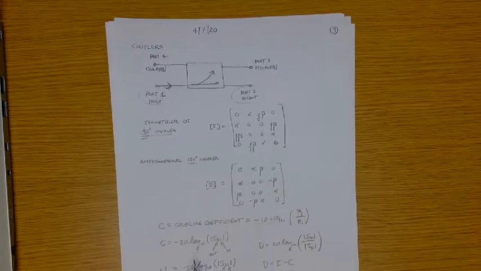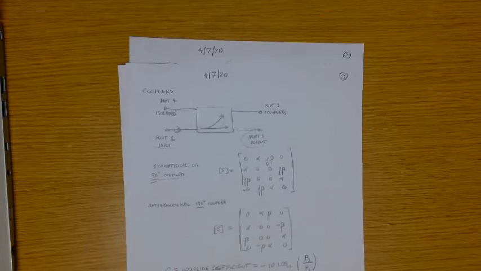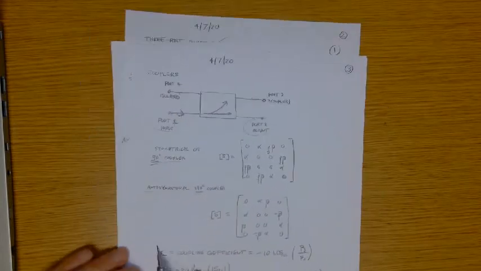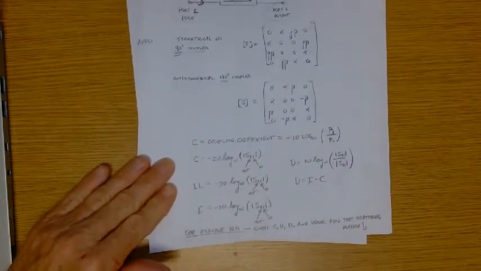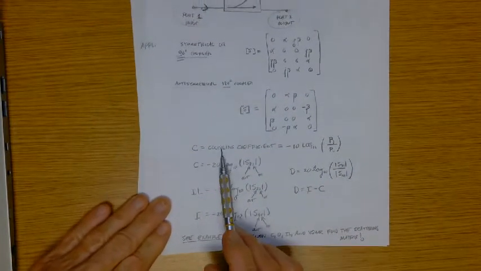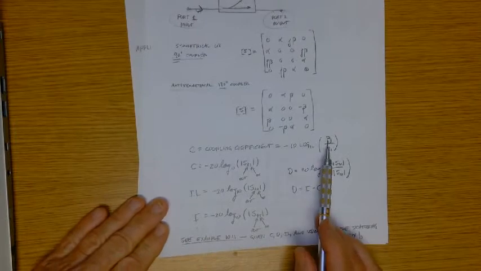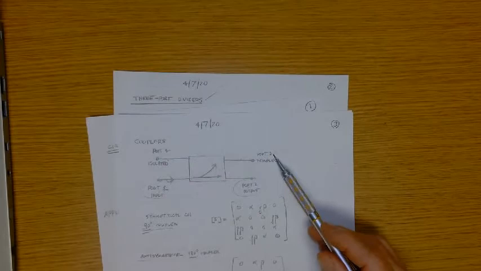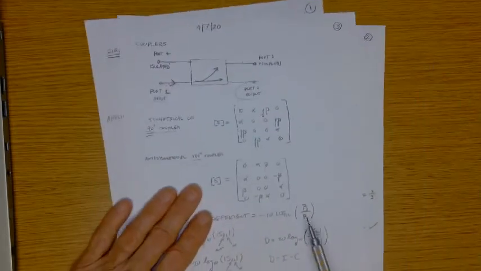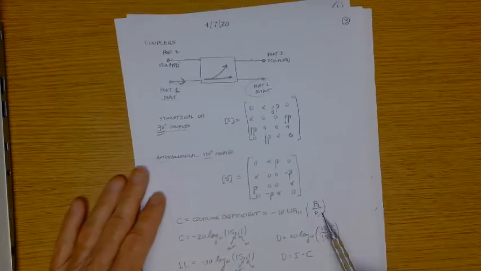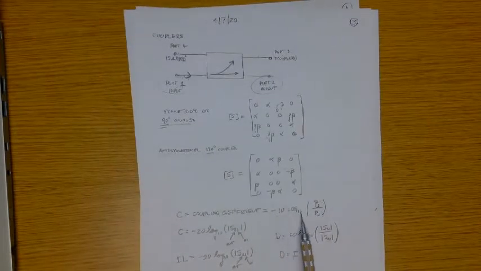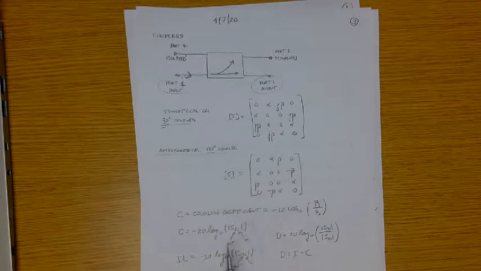So how are we going to characterize the coupler? You're going to have the coupling coefficient. And again, all of these are going to be a function of frequency. Don't forget that. The coupling coefficient is the output of port 3 relative to the input of port 1, so it's minus 10 log of the power out of port 3 divided by the power into port 1. So that's your coupling coefficient.